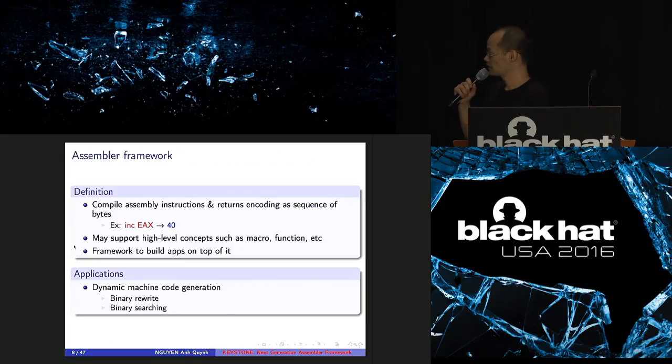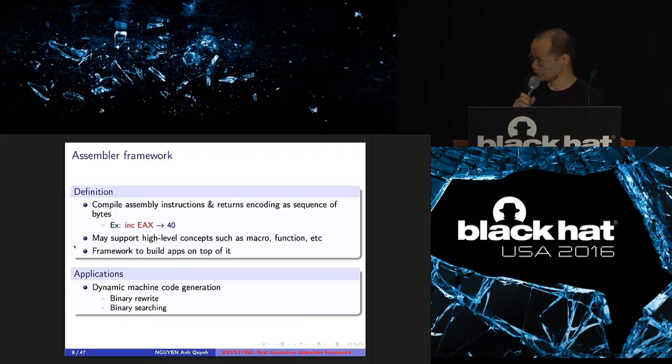By definition, an assembler framework is a tool that, given the assembly instruction, can compile the assembly and give back the binary encoding. For example, on x86, if you give the inc eax instruction to the assembler, it can compile and return 1 byte, which is 40. When you run this byte 40 on the CPU or on the emulator, it adds 1 to the eax register. Typically you use an assembler to dynamically generate machine code, and after that you can do binary rewriting, binary patching, or binary searching.